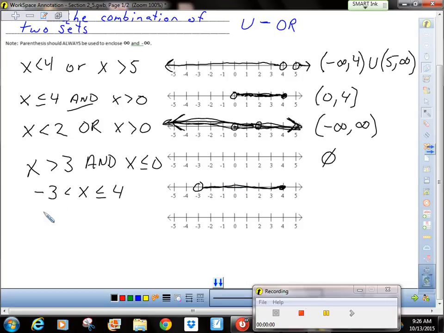This statement right here is the same thing as negative 3 is less than x, and x is less than or equal to 4. It's the same thing. Okay? So that would be from negative 3 to positive 4, yeah. So when I write the interval notation, it looks like this. A parenthesis with the negative 3, because it doesn't equal negative 3. But on the positive 4, I put a bracket, because it's equal to that.